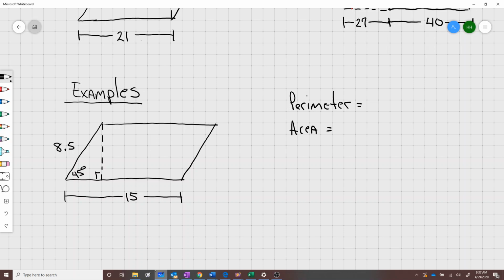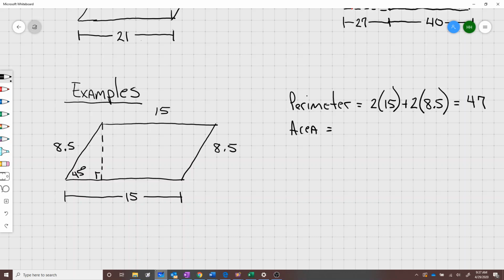Okay, so let's start with this left side. If it's 8.5, the right side's 8.5. And if the bottom's 15, the top is 15. And the sum of the sides, our perimeter, is going to be 2 of the 15s plus 2 of the 8.5s. So 2 15s is 30, and 2 8.5s is 17, and 30 plus 17 would be 47.